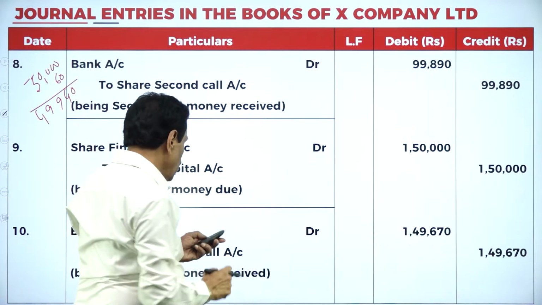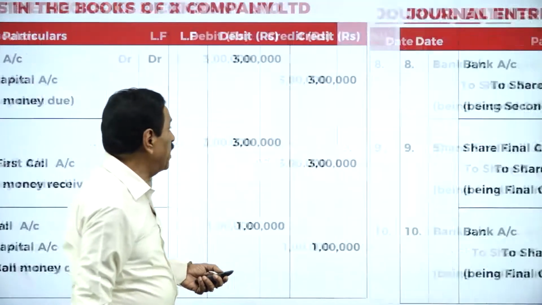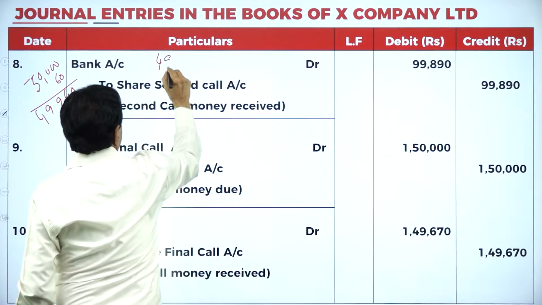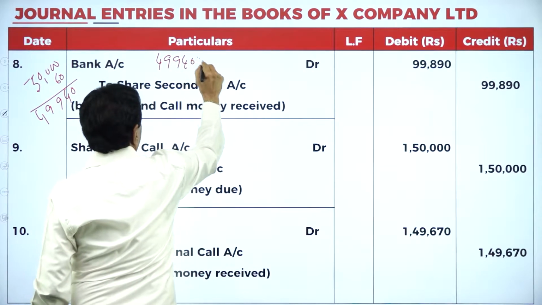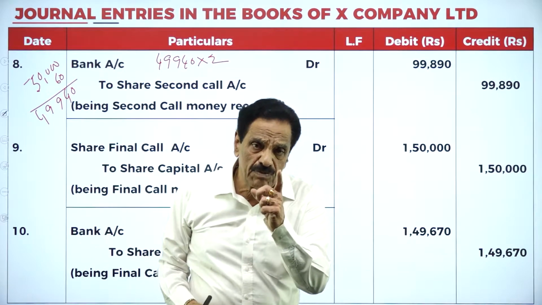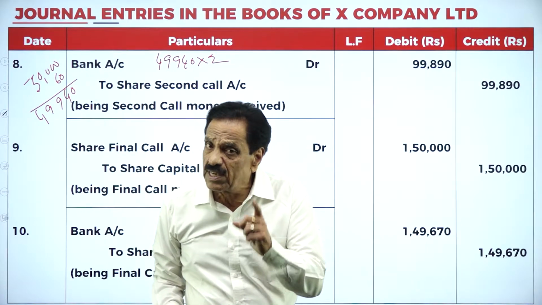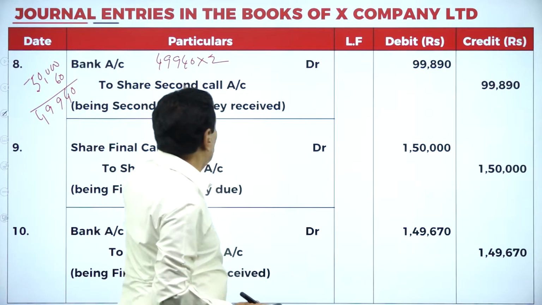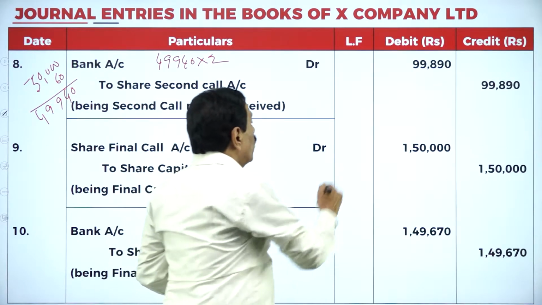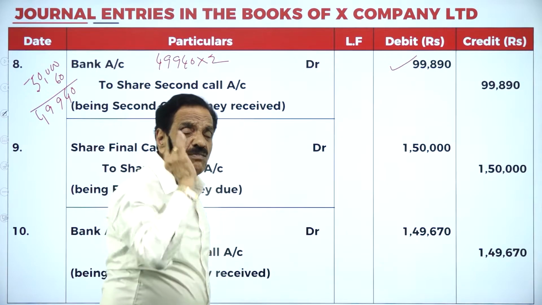What's the amount you got here? 50,000 into 2, 1 lakh you have to receive. Here you are going to receive 49,940 at the rate of 2 rupees only. Actually, you have to receive on 50,000. How many shares' money could you not receive? 60 shares. How many shares' money are you going to receive? 49,940 at 2 rupees. 99,880 we are receiving. For how many shares?